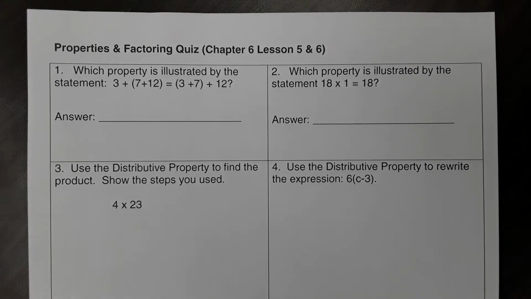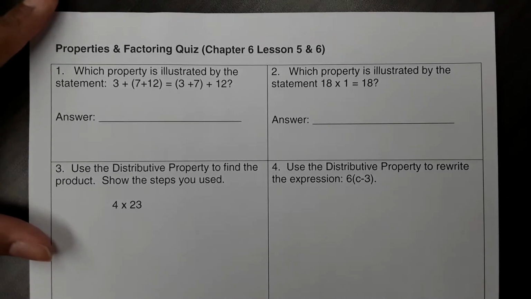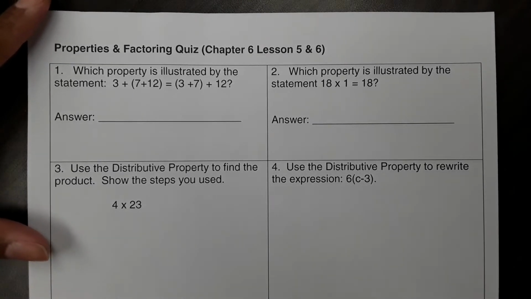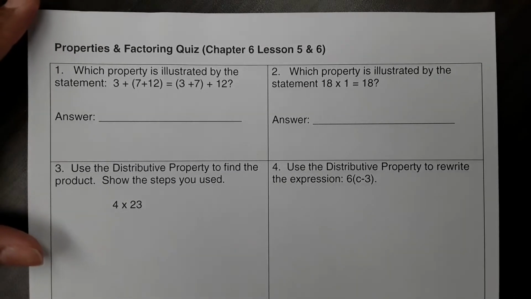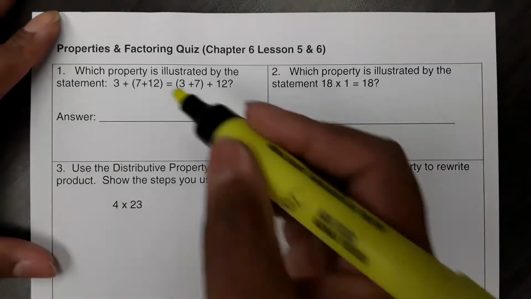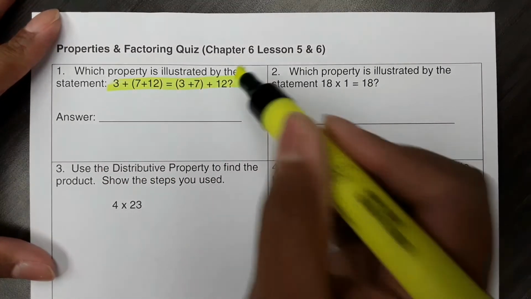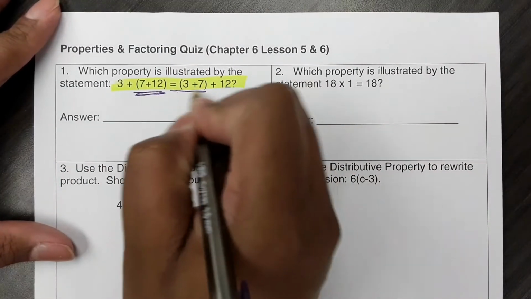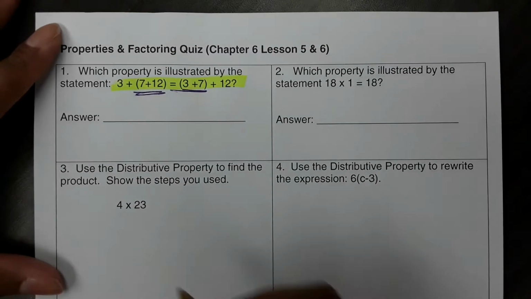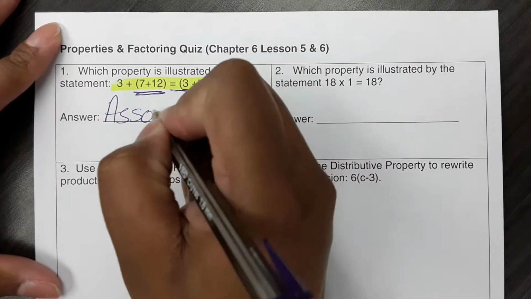All right, number 1. Which property is illustrated in the statement below? So we have 3 plus the quantity of 7 plus 12 equals 3, the quantity of 3 plus 7 plus 12. So really you're just looking to name what property is represented here. As you can see, we changed grouping, what was paired together. That would be our associative property.